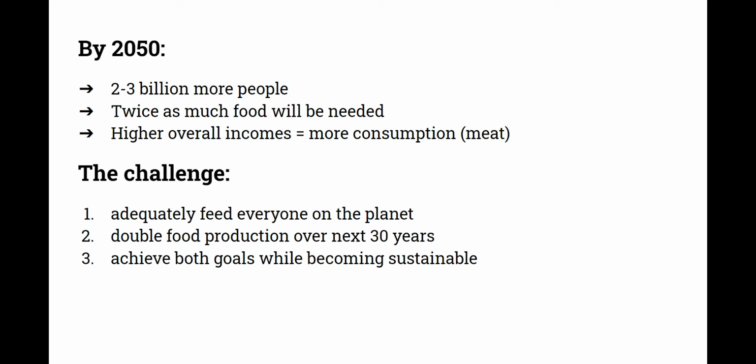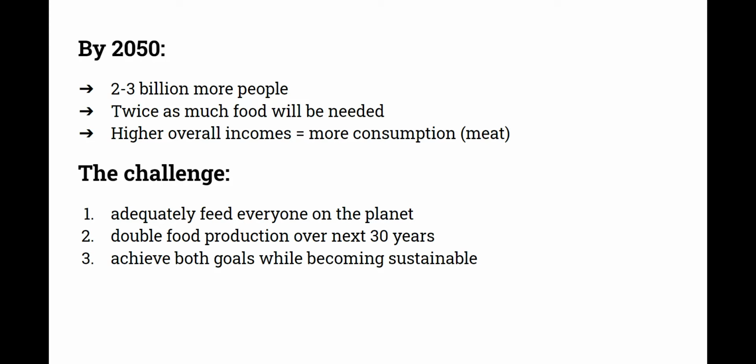We're going to be adding a lot more people to the planet. Population growth continues to go up, and we're going to need to feed all those people. So this is the challenge. How do we adequately feed everyone on the planet? How do we give everyone that's going to be on the planet, those extra 2 to 3 billion people, enough food to sustain health and well-being? How are we going to double food production over the next 20, 30, 40 years?